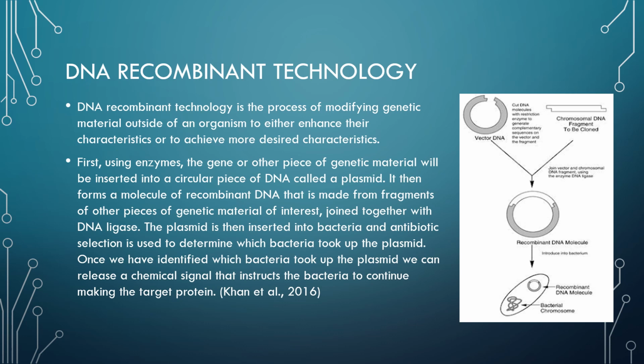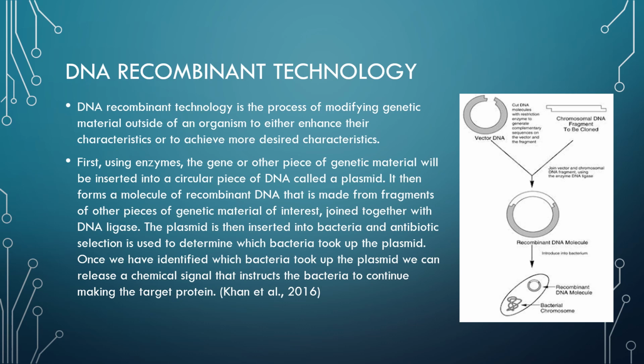First, using enzymes, the gene or other piece of genetic material will be inserted into a circular piece of DNA called a plasmid. It then forms a molecule of recombinant DNA that is made from fragments of other pieces of genetic material of interest, joined together with DNA ligase.